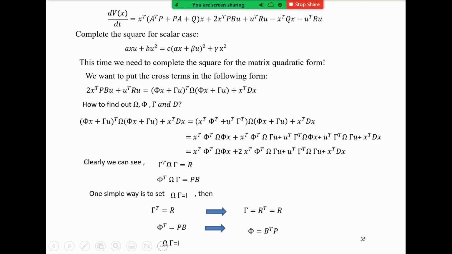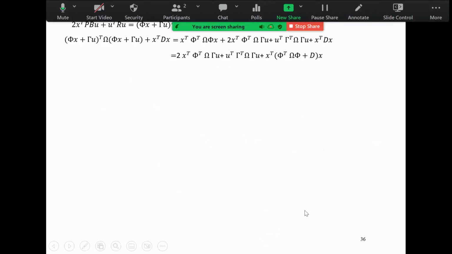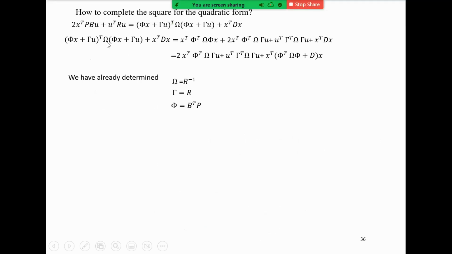Then this omega gamma equals the identity matrix, right? But gamma is just R. So we get omega equals the inverse of R. Okay, so this is where we are. We already determined this omega equals R inverse, this gamma equals R, and phi. We already determined those. Then finally, how about D?